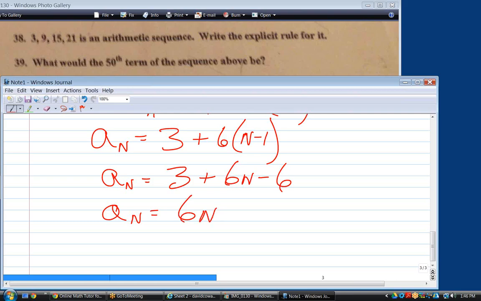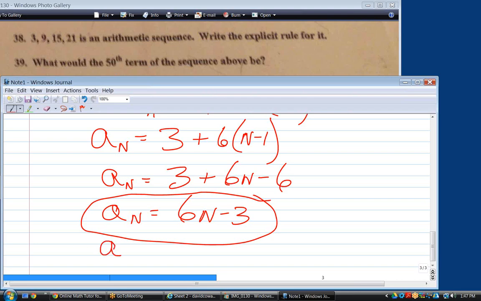Yeah. So there is the specific formula for this sequence. Remember, this sequence is one of only many. This is a specific sequence. It begins at 3, and every term after that increases by 6. So now you can answer these kinds of questions. In other words, what would the 50th term of this sequence be? Which means, what is a sub 50?